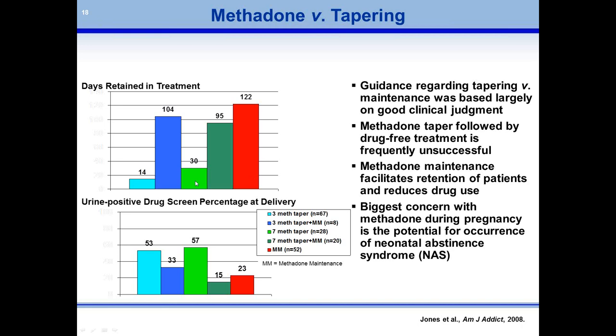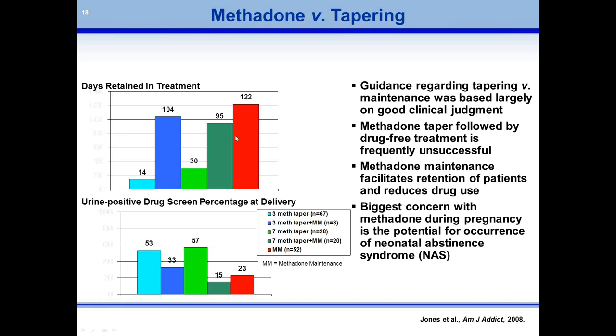For those women that are using heroin or using other opioids on the street and come in, what we can see here, just in terms of days retained in treatment, these are women that received only 3 days of methadone taper or 7 days of methadone taper. And you can see that the women that got 7 days stayed almost twice as long as those that had gotten the 3 days. And if at any point they were switched over to methadone maintenance, they stayed for a similar amount of time as those women that started out on methadone maintenance. So what this little graph shows is that methadone retains women in treatment.